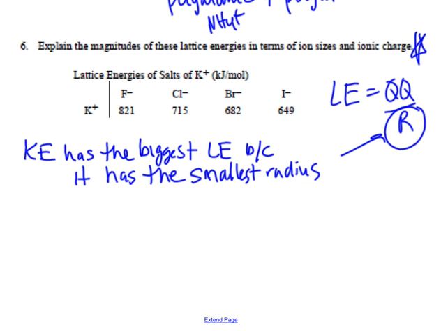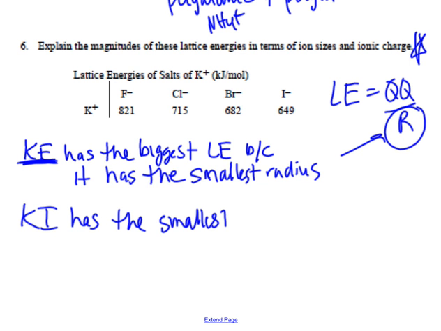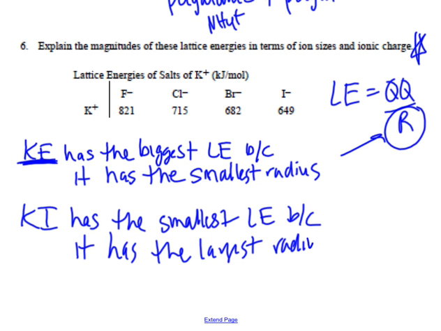All right. When there's an argument like this, I always like to talk about the lowest and the highest. So I would continue this and say, well, KI. Is that why y'all? Oh, okay. KF. This is KI. KI has the smallest lattice energy because why? It has the largest radius. All right, so you're going to be doing a ton of this radius comparing and charge comparing. That's what all of lattice energy is about.